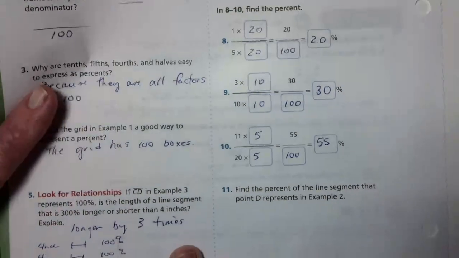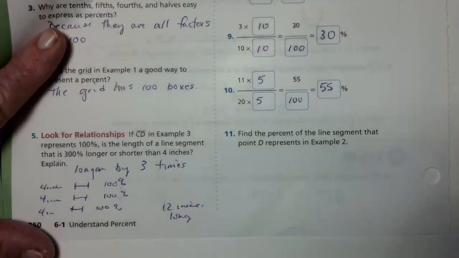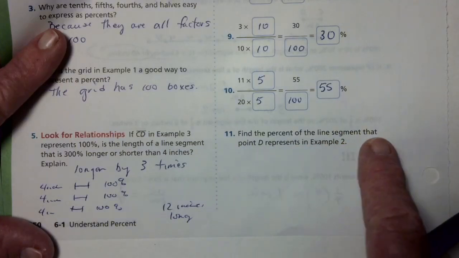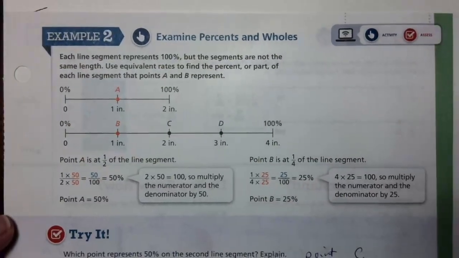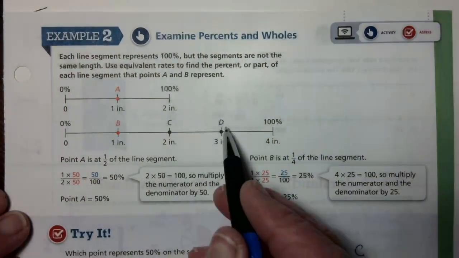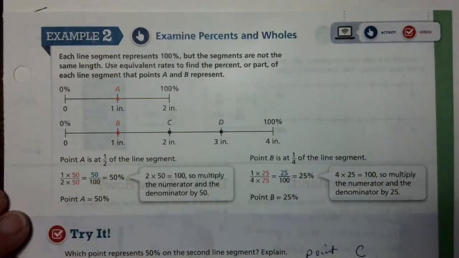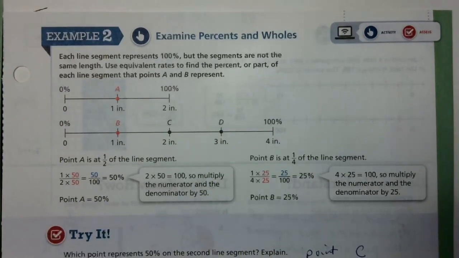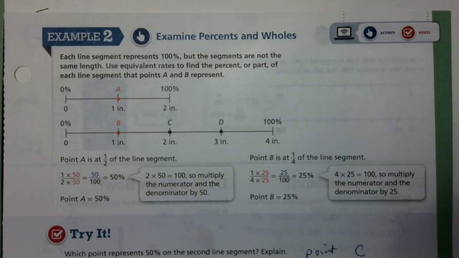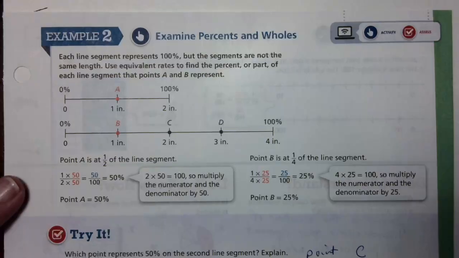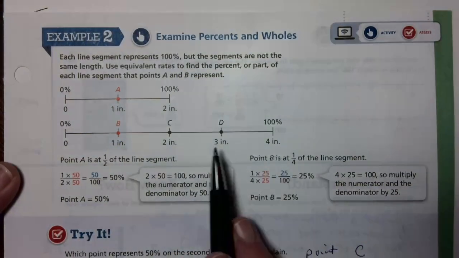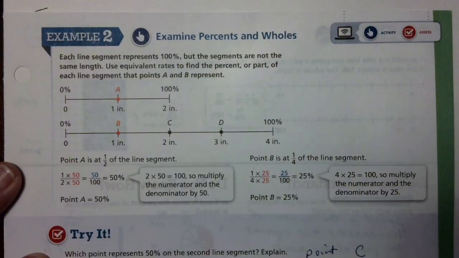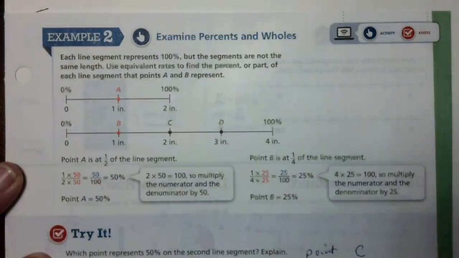All right, number 11 refers back to example 2. Find the percent of the line segment that point D represents in example 2. So let's go look at example 2. We're looking at point D, and we want to find the percent of the line. So there's 1, 2, 3, 4 sections. And it's at the third section, so 3 out of 4 sections.